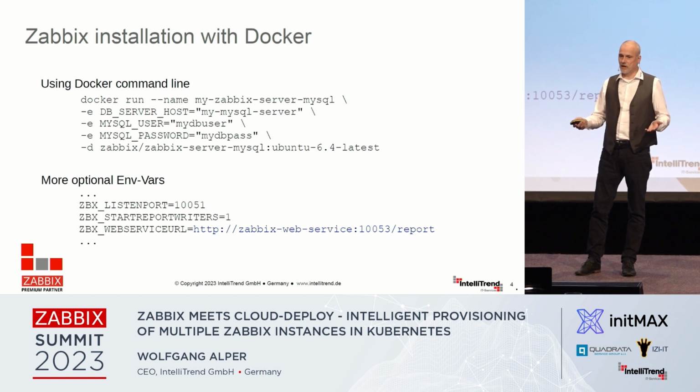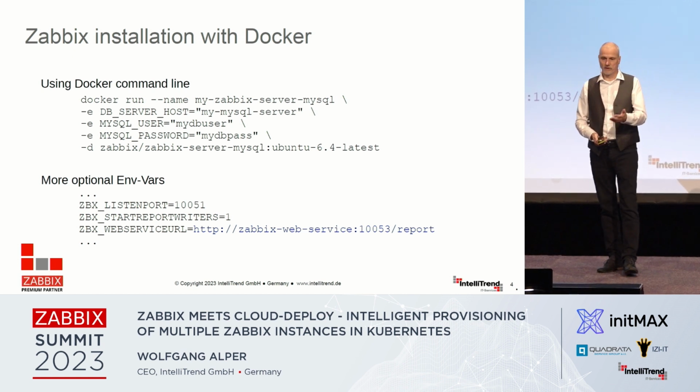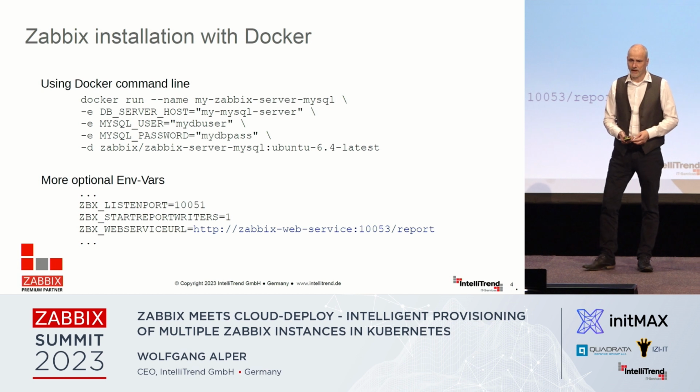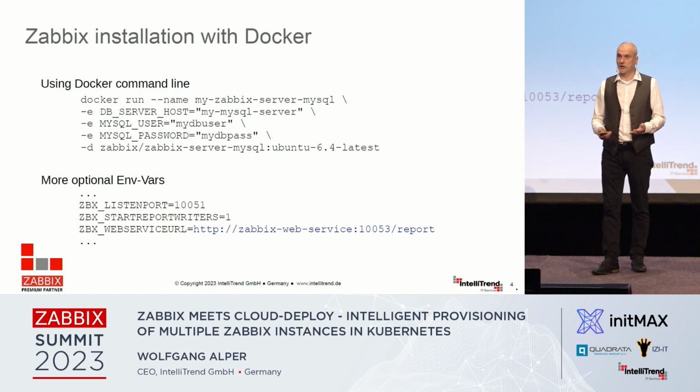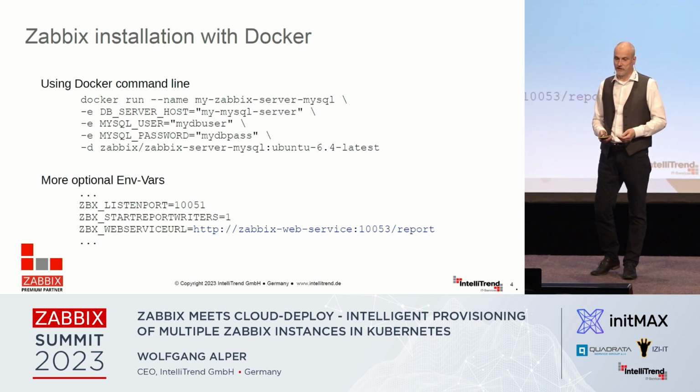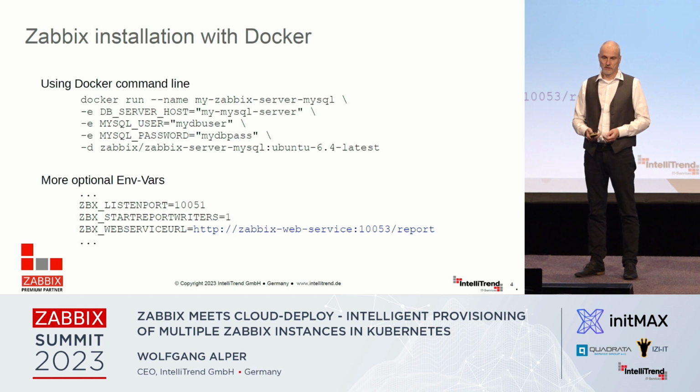That is how the Docker command line would look like, very basic stuff. And we can pass some params in the sense of environment variables to the container. We can use Docker Compose, which makes the stuff even easier. So that is how it looks in Docker, in a container technology most of us are familiar with.